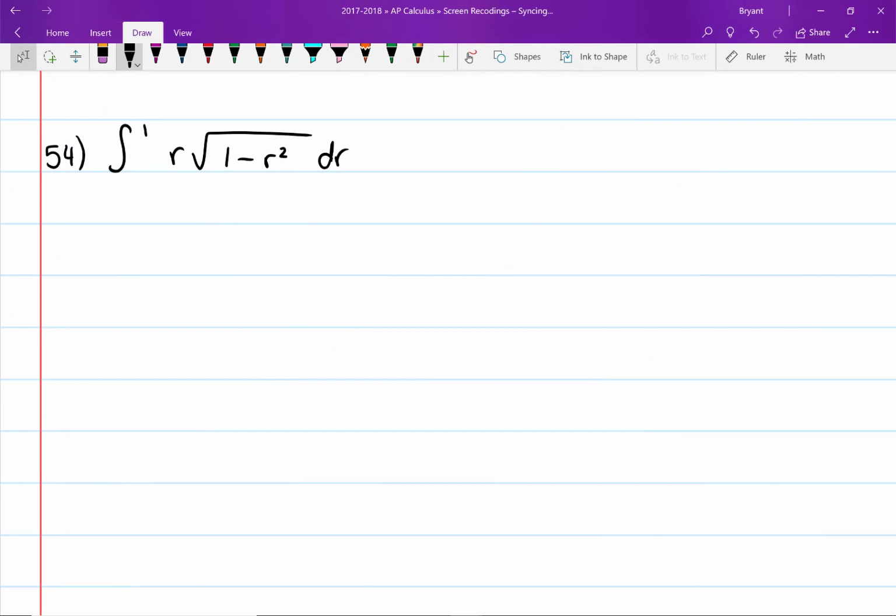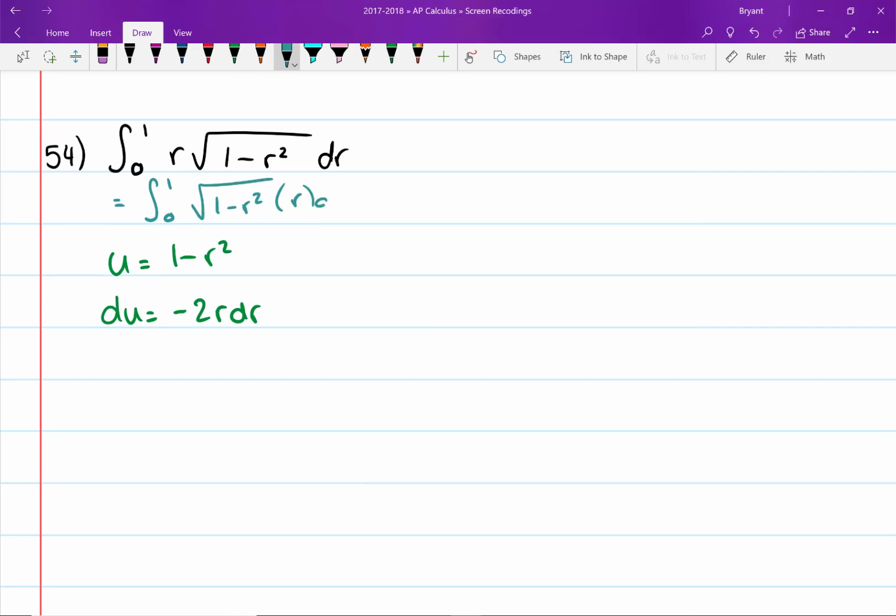Here we have the integral from 0 to 1 of r times the square root of 1 minus r squared dr. We're going to rewrite this in just a second, but we're going to do our u sub first. So we're going to have u is equal to 1 minus r squared. So du is going to be negative 2r dr. I don't want the negative 2 because I can rewrite this as the integral from 0 to 1 of the square root of 1 minus r squared times r dr. So I'm going to multiply both sides by negative 1/2.